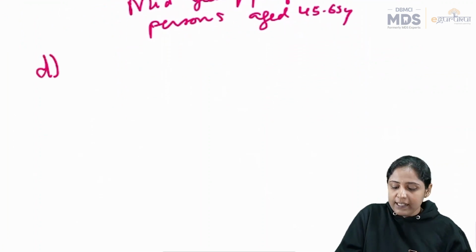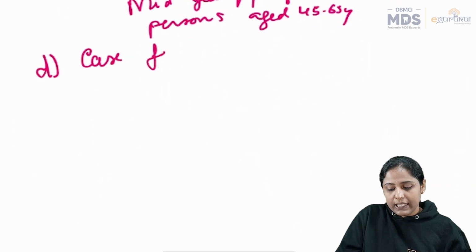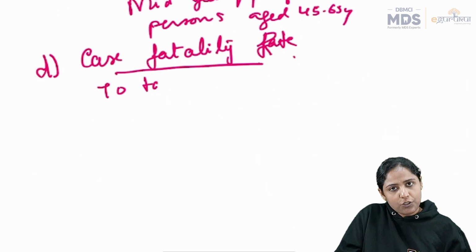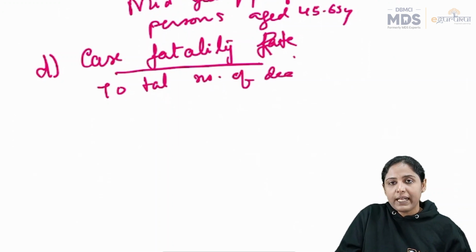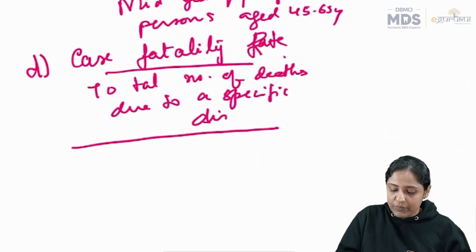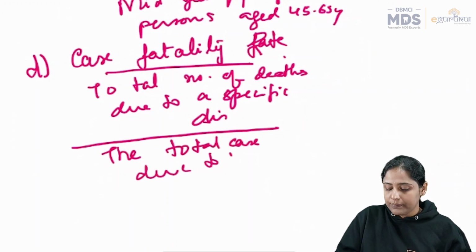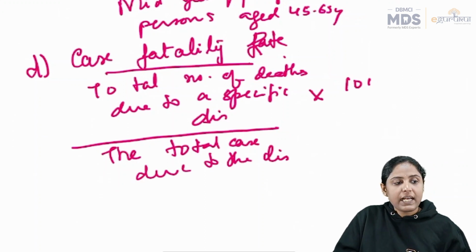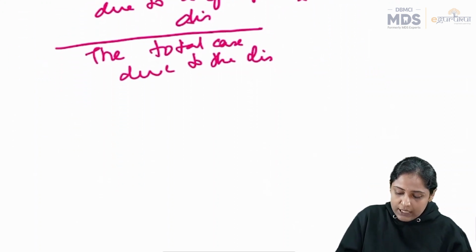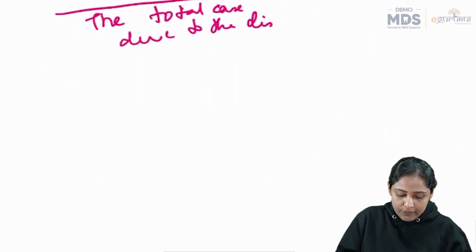Now you have case fatality rate. Case fatality rate is also a mortality rate. What is a case fatality rate? The total number of deaths due to a specific disease divided by the total number of cases of the same disease, into 100, that is case fatality rate.